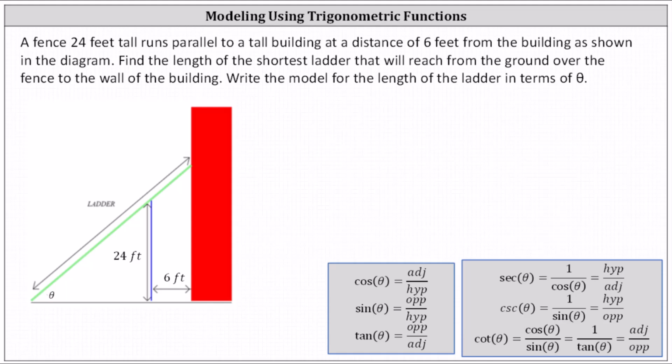Looking at the diagram, we're looking for the shortest length of this green segment. We also have a large right triangle here on the left formed by the fence and the ladder. Notice in relation to the angle theta, we know the opposite side has a length of 24 feet, and let's call the hypotenuse h sub 1. And now for the remaining length of the ladder, we can form a second small right triangle here.